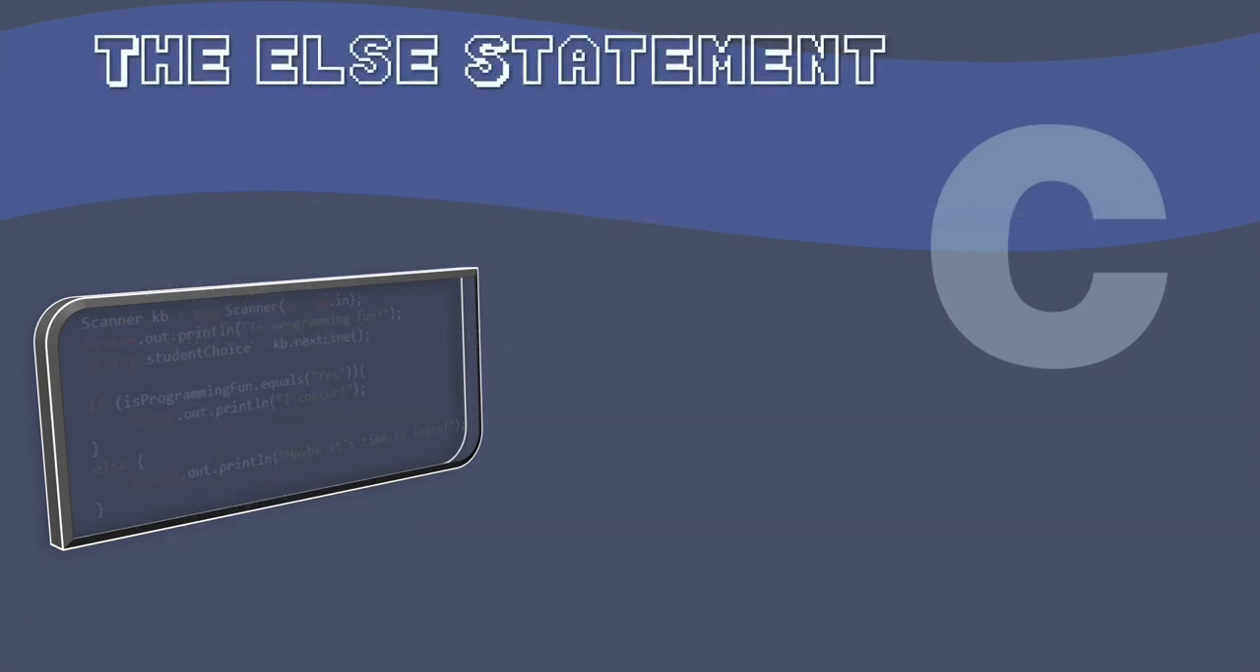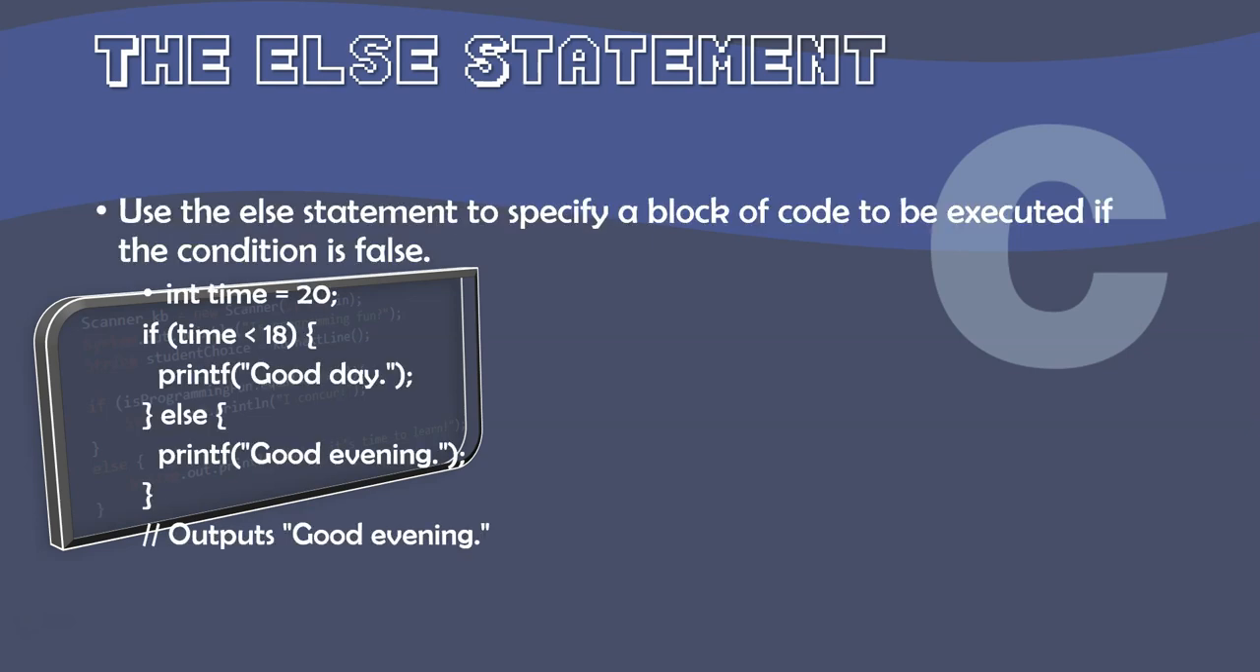Now, else statements we are also very familiar with. We use this to specify a block of code executed if our above condition for the if is false. So again, this acts just as we expected. It's kind of like a bucket, a catch-all condition. So in this example, you can say int time equals 20. If time is less than 18, we're going to print good day. Otherwise, we're going to print good evening.